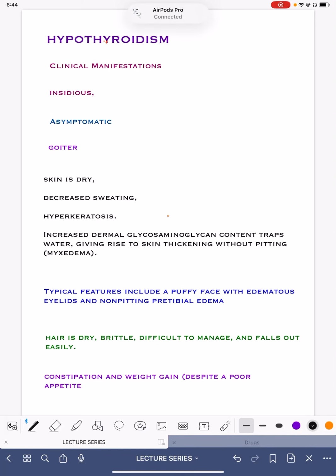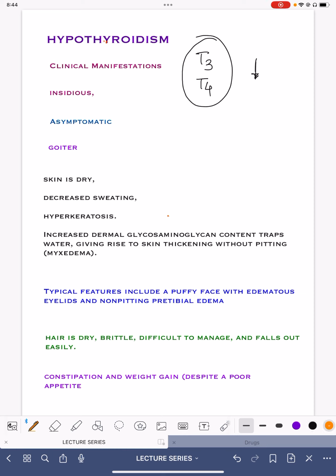We'll be talking about the hypothyroidism symptoms now. Now, hypothyroidism is extremely common. We should know when to call it hypothyroidism. To call it hypothyroidism, either T3 levels or T4, which are actually the thyroid hormones, should be low.